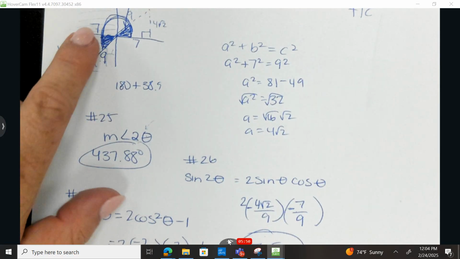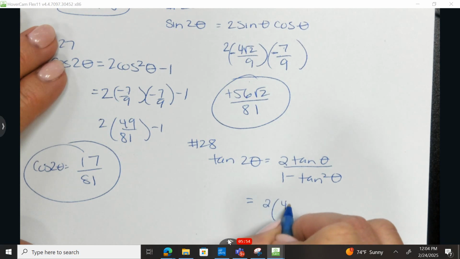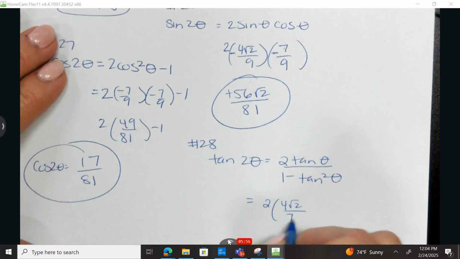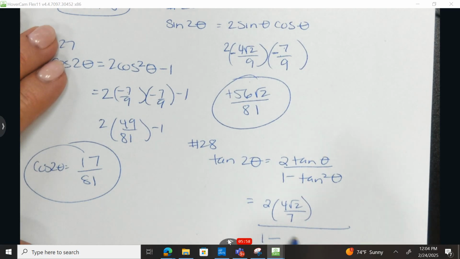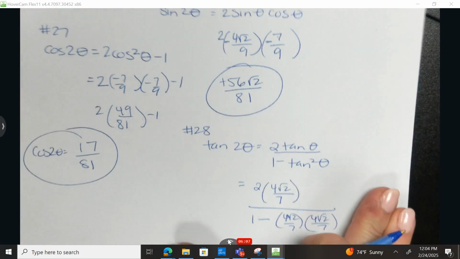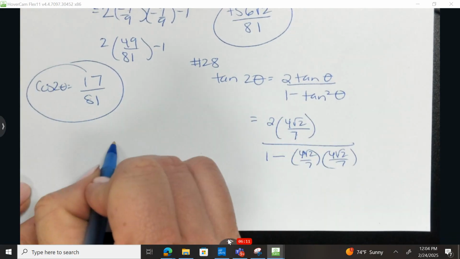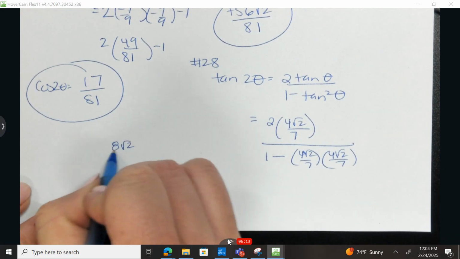What is the tangent? Tangent up here is opposite over adjacent. So 2 times opposite over adjacent. 1 minus tangent squared. 4 square roots of 2 over 7. Well, in the numerator, this would be 8 over 7. So I have 8 square roots of 2 over 7.